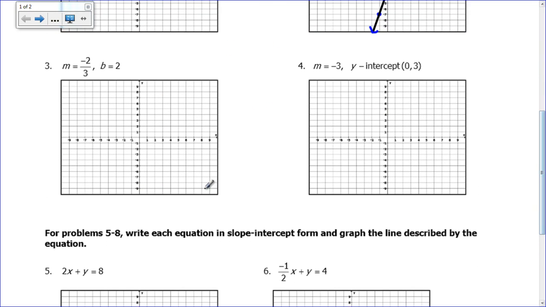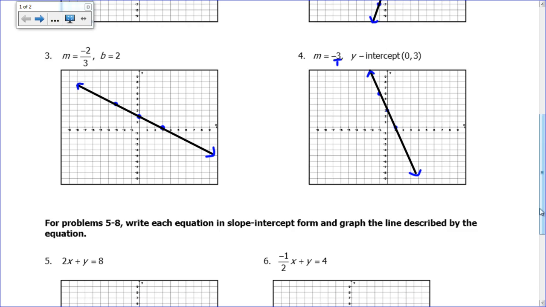So we have a couple of others here. I'm going to have you pause just a second. I want you to try 3 and 4. I want you to graph them, plot the y-intercept, then use the slope, draw the line, and then come back and check and see if you have what I have. So here's what 3 and 4 should look like. Here's 3 and here's 4. They're both decreasing lines because they both had negative slopes, so you had to go down instead of up, but that's what they should look like. So check and make sure yours matches mine.